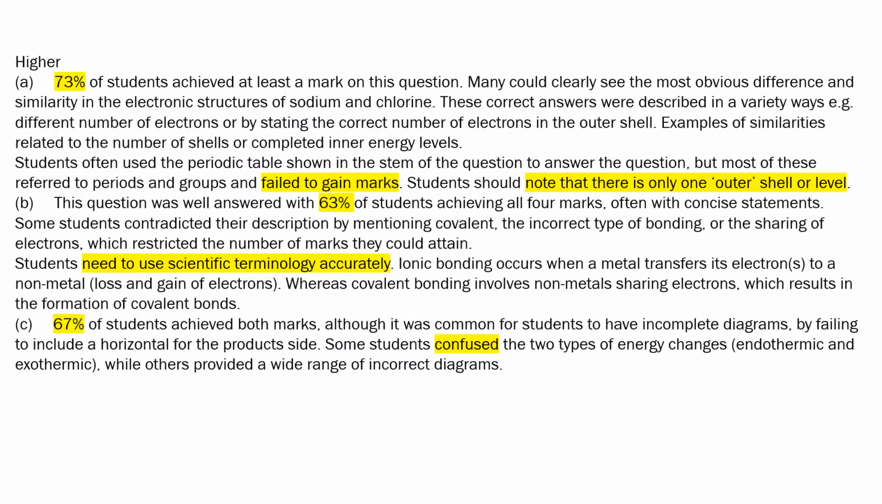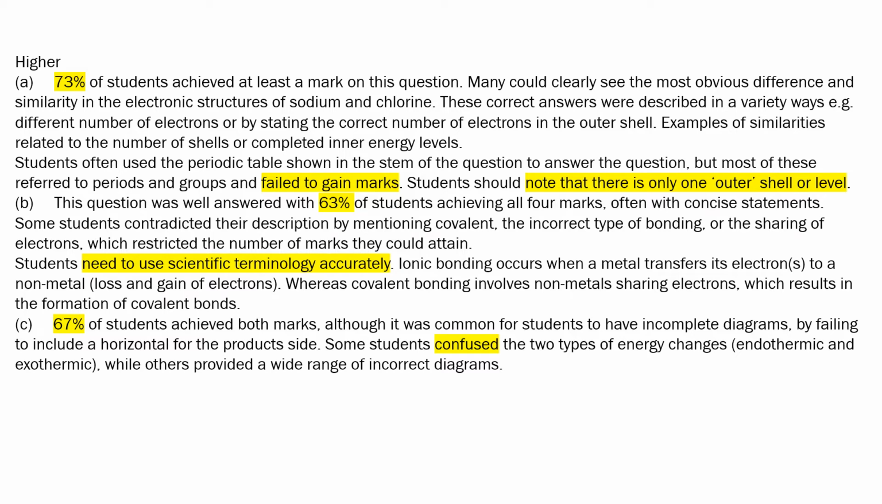Higher students, Part A, 73% of students achieved at least a mark on this question. Many could clearly see the most obvious difference and similarity in the electronic structures of sodium and chlorine. These correct answers were described in a variety of ways, for example, the different number of electrons, or by stating the correct number of electrons in the outer shell. Examples of similarities related to the number of shells or completed inner energy levels.